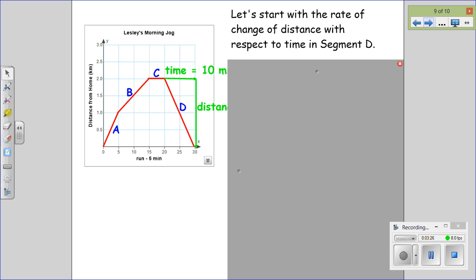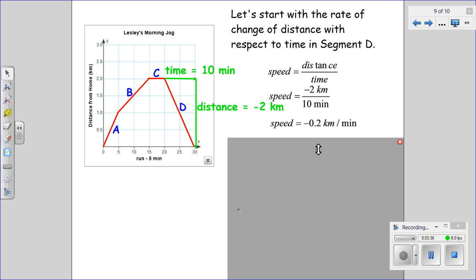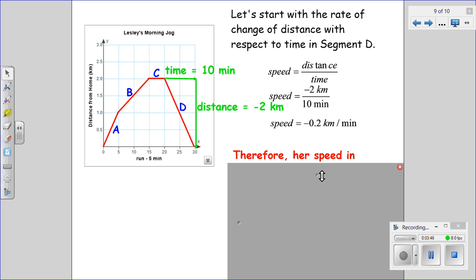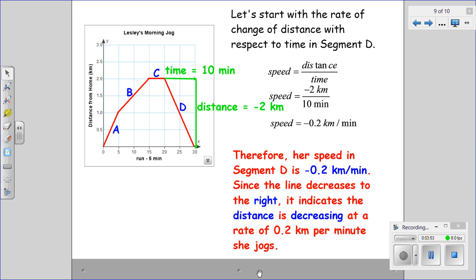And then we'll look at the rate of change of distance with respect to time in segment D, and that will be -2 kilometers in 10 minutes because she just traveled 2 kilometers towards home, so the distance was decreasing, so we used a negative value, and the time was 10 minutes. And a negative divided by a positive is a negative, and that makes sense because we're losing. Negative tells us a decrease. So her speed is -0.2 kilometers per minute. The line decreases to the right. That's what told me it should have been negative because it's a decreasing distance.